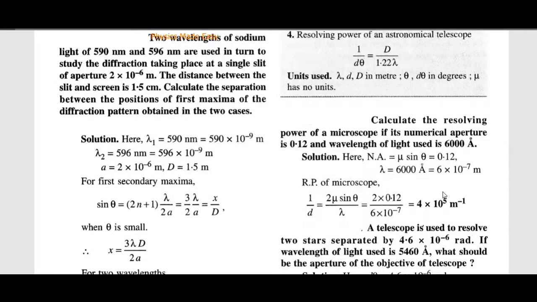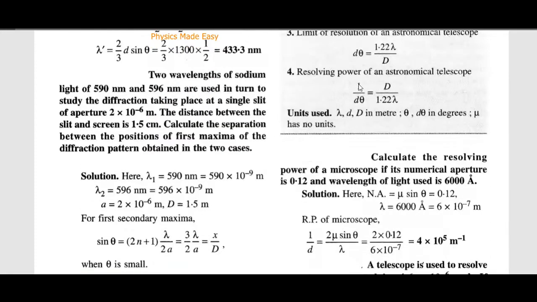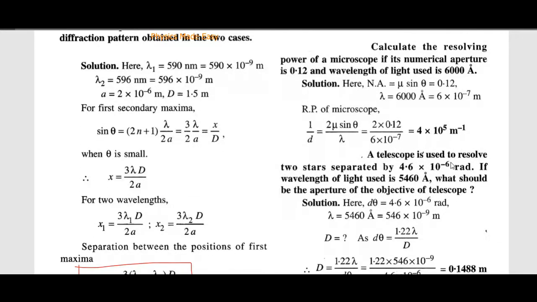Now you will not be asked trivial questions like this. Calculate the resolving power of a microscope if its numerical aperture is 0.2 and the wavelength used is this. A telescope is used to resolve two stars separated by this. Now in the telescope case, d theta is given. We know this formula, d theta is 1.22 lambda by D. A telescope is used to resolve two stars separated by this many radians. If the wavelength of light used is this, what will be the aperture?